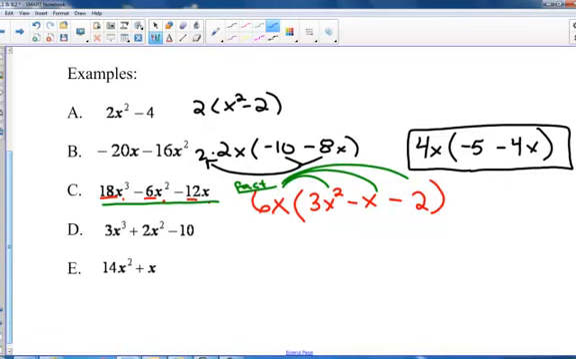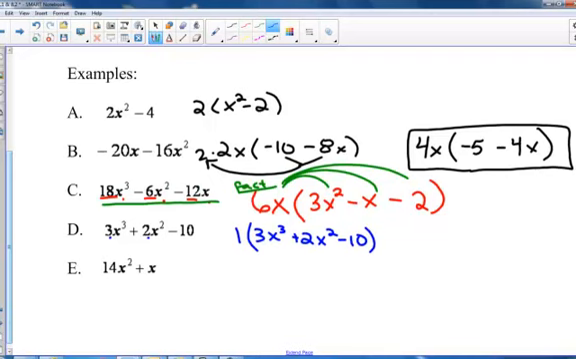All right, letter D. I cannot take anything out of that. There's not an x in common. 2 and 3 only have a 1 in common. So my factored form would just be 1. 1's my greatest common factor. Times 3x cubed plus 2x squared minus 10.